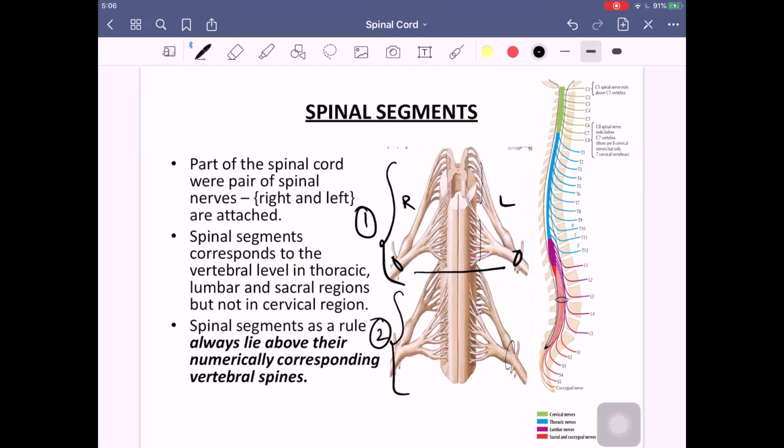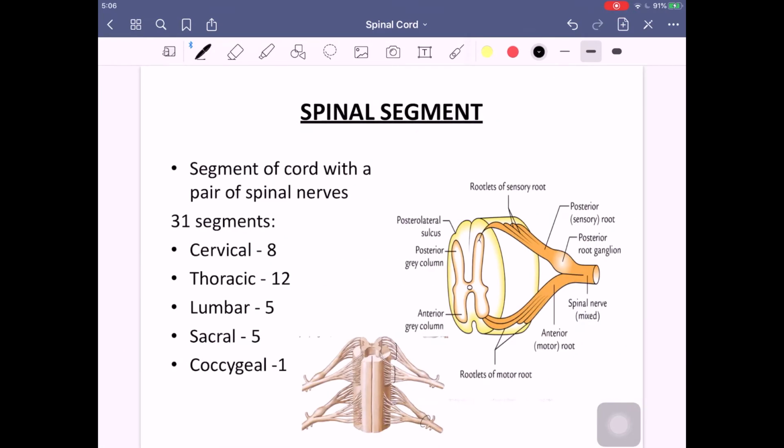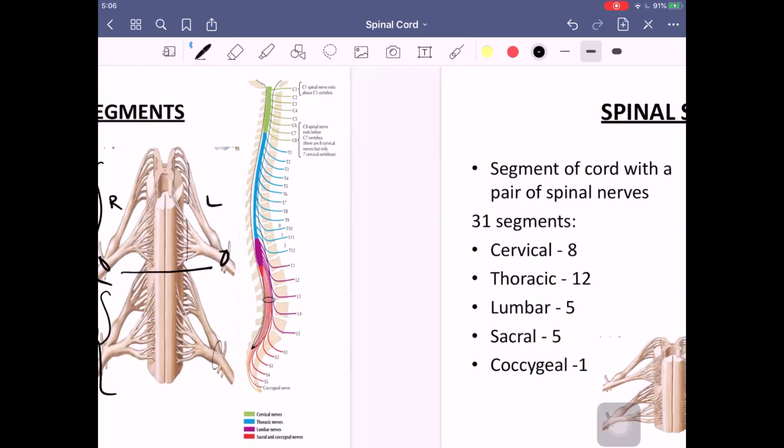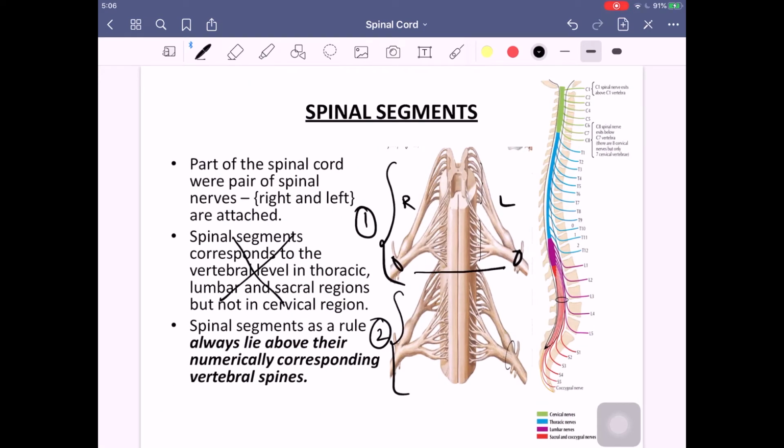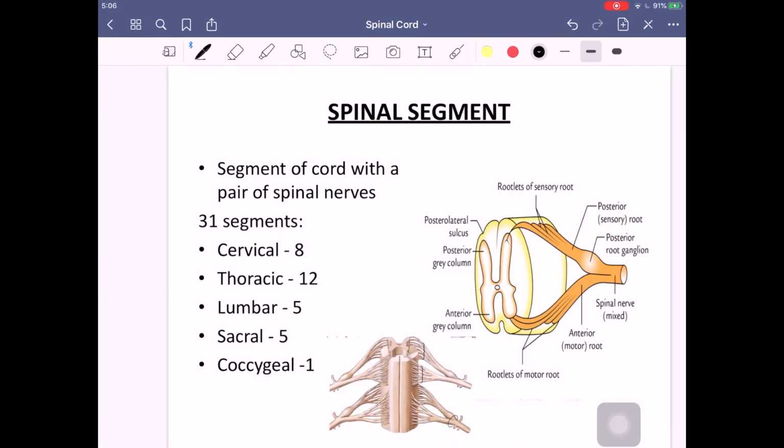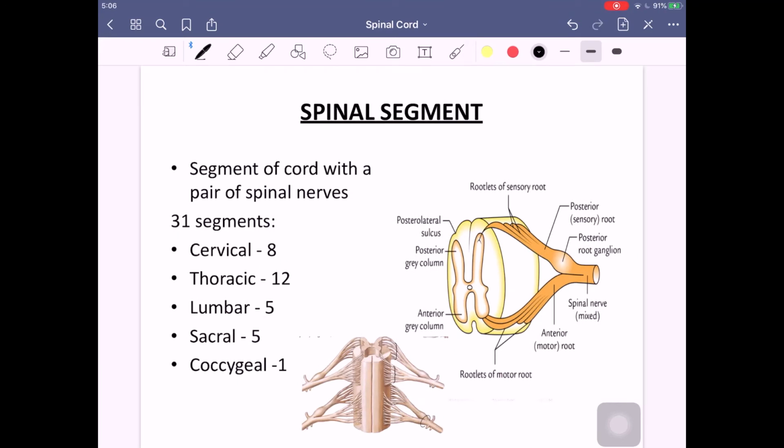This statement, spinal segment does not correspond to the... so here you see, the statement is wrong, this one is not correct, something went wrong there. I'll tell you why. Now here you look at the spinal cord.